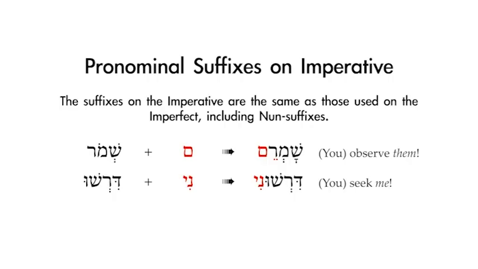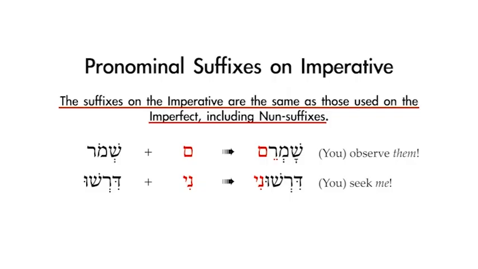You know that the imperative verb is derived from the imperfect. That is, you take the 4 forms of the second person imperfect, you chop off the preformative, and you have the imperative. So the imperative and the imperfect are related. It's also true with pronominal suffixes. The imperative and the imperfect take the same pronominal suffixes, meaning the imperative will also take a noon suffix. The noon suffixes on the imperative, therefore, are the same as those on the imperfect. Let's look at some examples here.